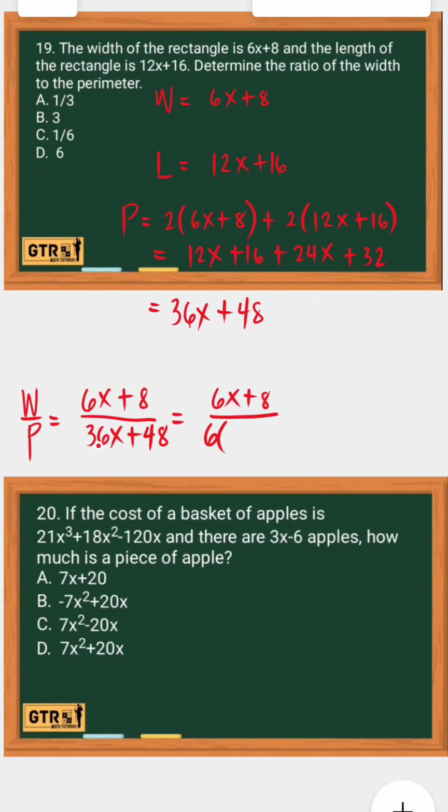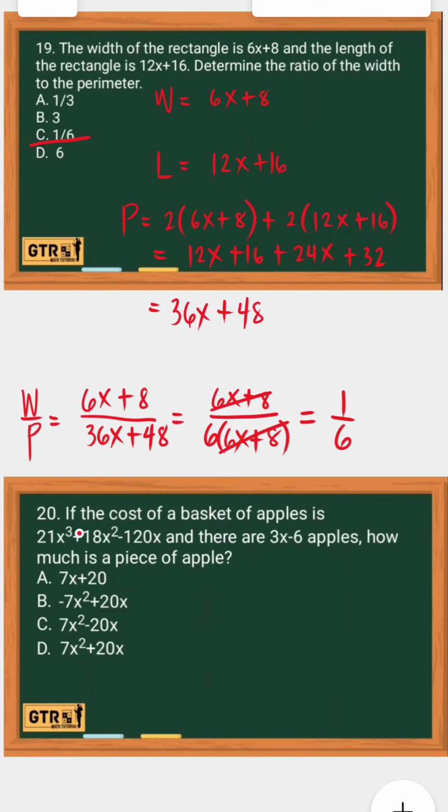So if we factor out 6, so we have 36 divided by 6, so we have 6x plus 48 divided by 6, so that is 8. So now we have 6x plus 8 in the numerator and denominator. So if we cancel out, so the remaining term is 6 in the denominator, so lagyan lang ng 1 sa numerator. So the ratio of the width to the perimeter is 1 over 6, which is letter C.